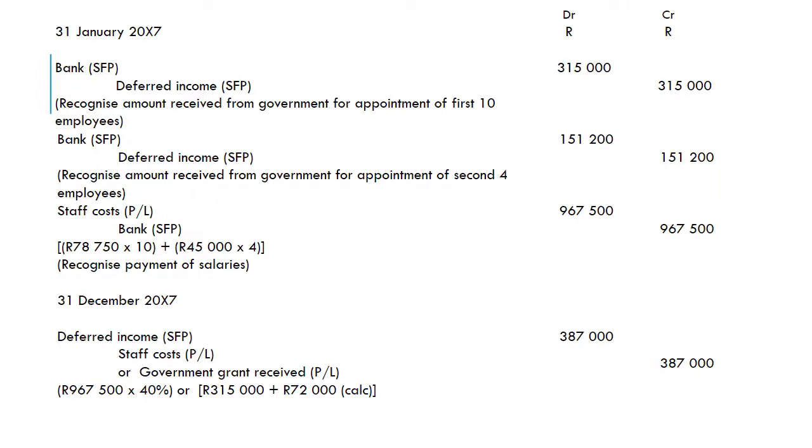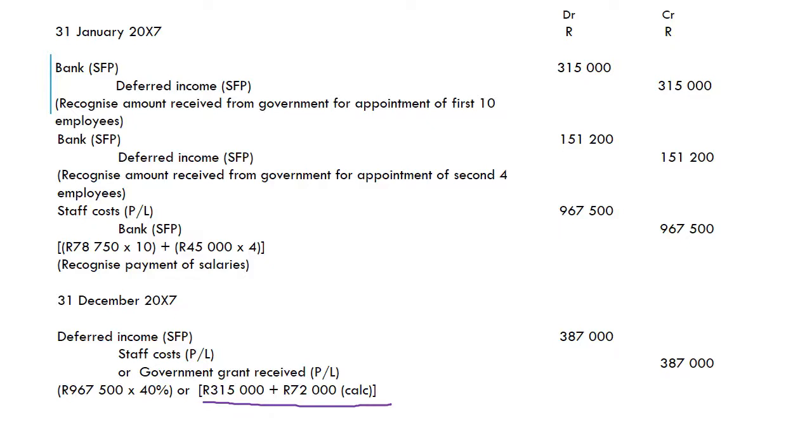So let's look at our journal entries. We receive the grant on day 1, we debit our bank, credit our deferred income for both grants. Then we've already incurred our staff costs, which we just recognize in profit and loss. But now the question is, how much of the deferred income, SFP, can be amortized to profit and loss? This is our question now. We've already calculated this on the previous slide.